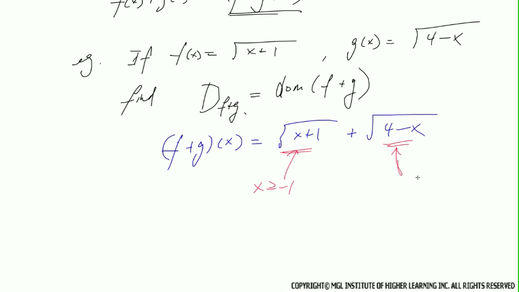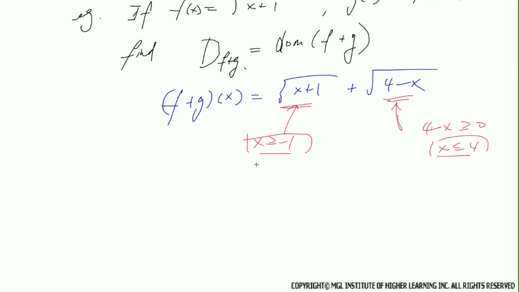So again, if you're confused, you just do this. 4 minus x is greater than or equal to 0. So x is less than or equal to 4. So anything bigger than or equal to -1, you can put in here. Anything less than or equal to 4, you can put in there. So let me draw down a number line. Here's -1, here's 4. So the first part is like this. Second part is like this.